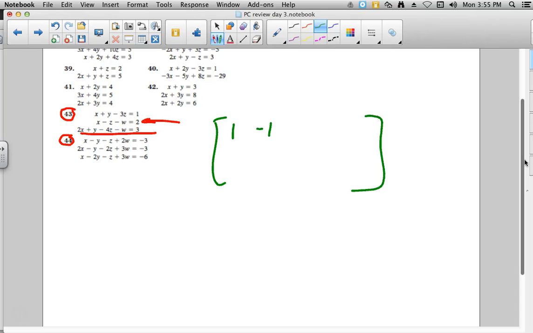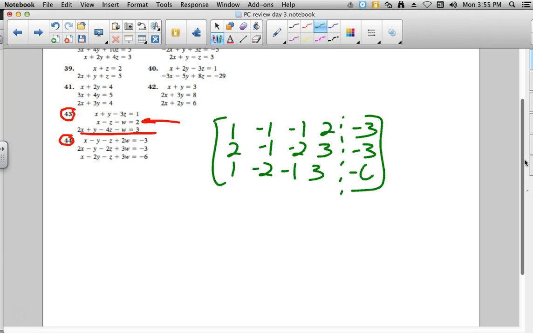1x, negative 1y, negative 1z, 2 w's, and a negative 3. 2x, negative 1y, negative 2z, 3 w's, and a negative 3. So we're just making an augmented matrix here using the coefficients. 1x minus 2y minus 1z plus 3w is negative 6. And now what we want to do, of course, is get that in the calculator and find our REF.